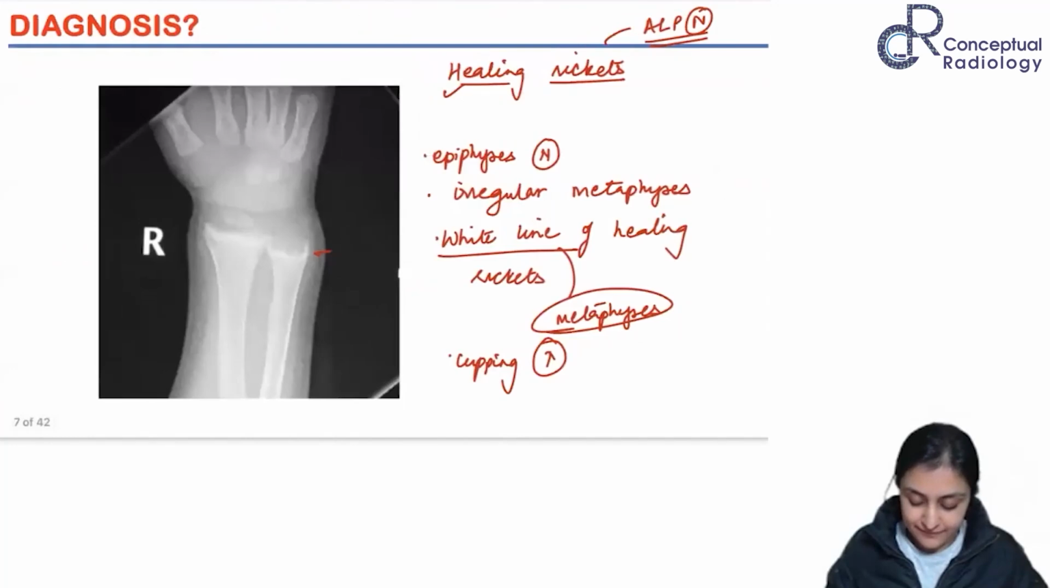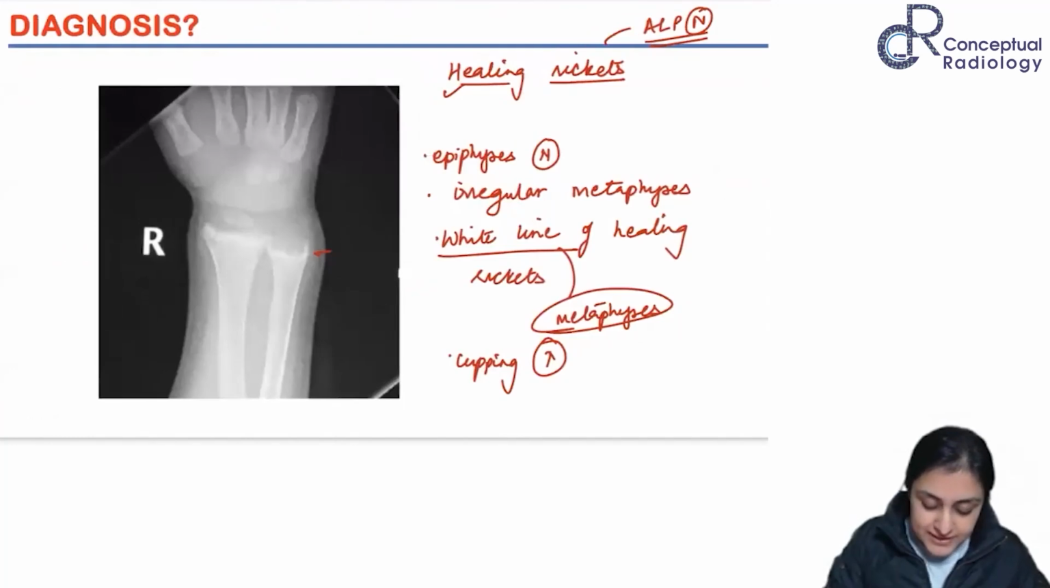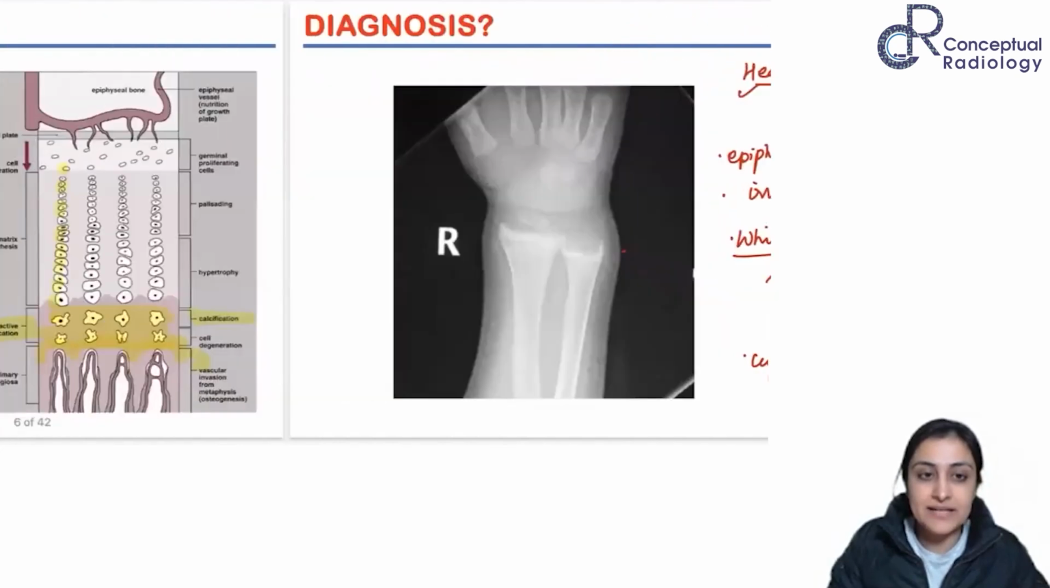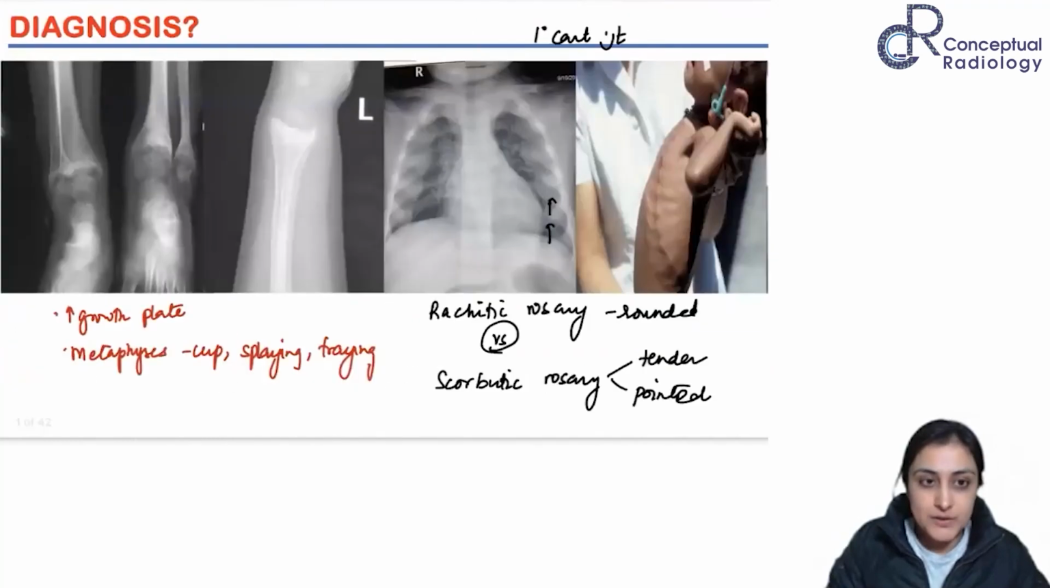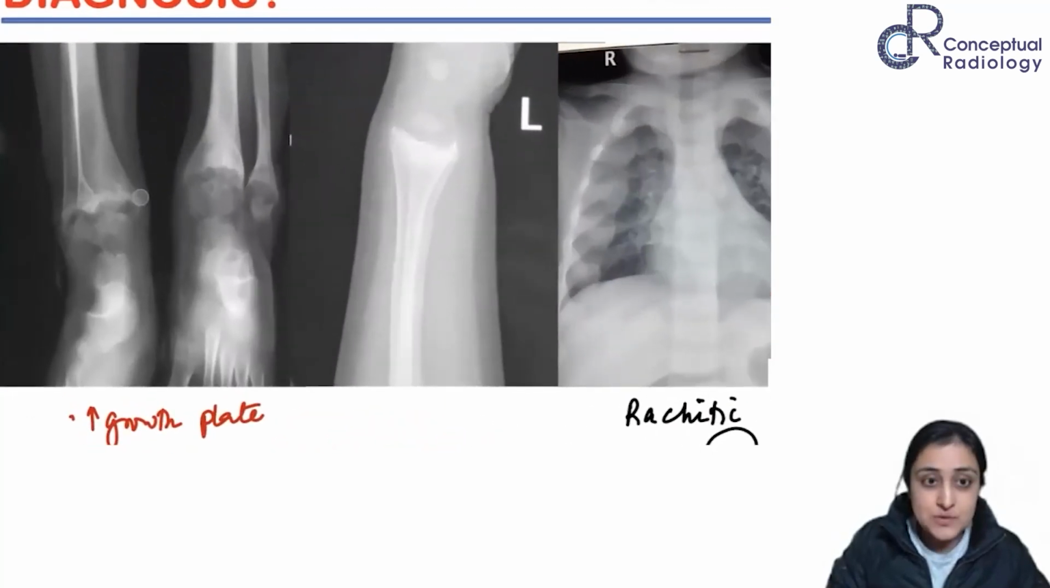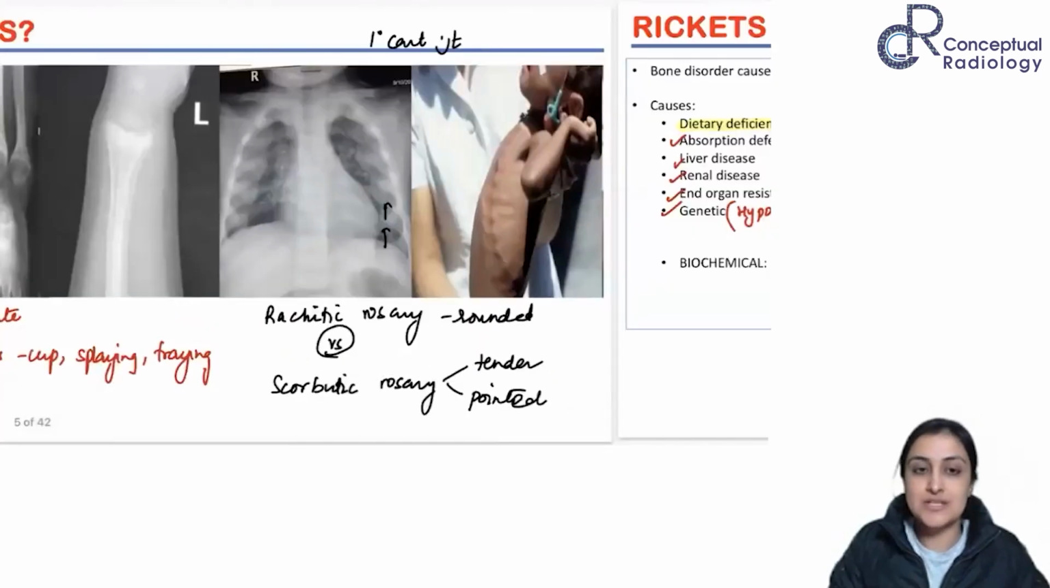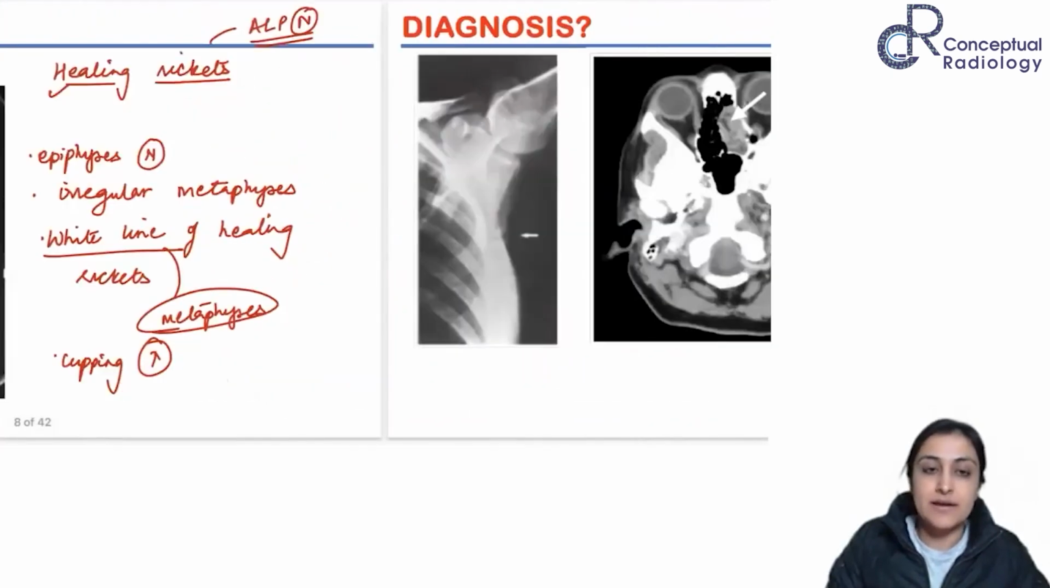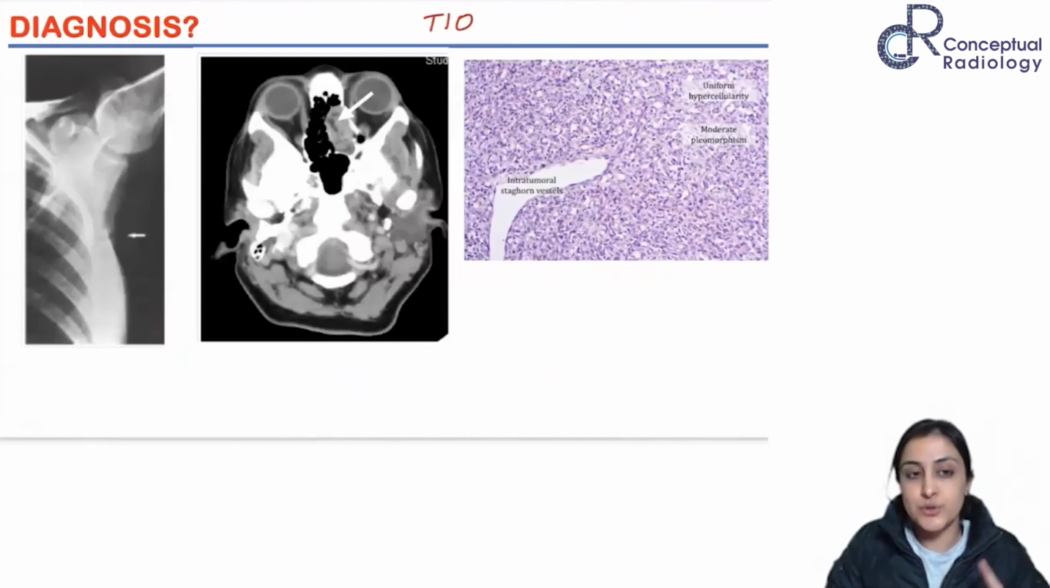First of all, metaphysis देख लो. ये है ना, ये इसको metaphysis बोलते हैं. ये epi है, ये meta है. So you see how metaphysis is irregular and now white. A plain rickets का देखो. Can you see how this is the metaphysis which is loosened and irregular cupping? ठीक है? So this is what is metaphysis. Right. So why is this tumor-induced osteomalacia?